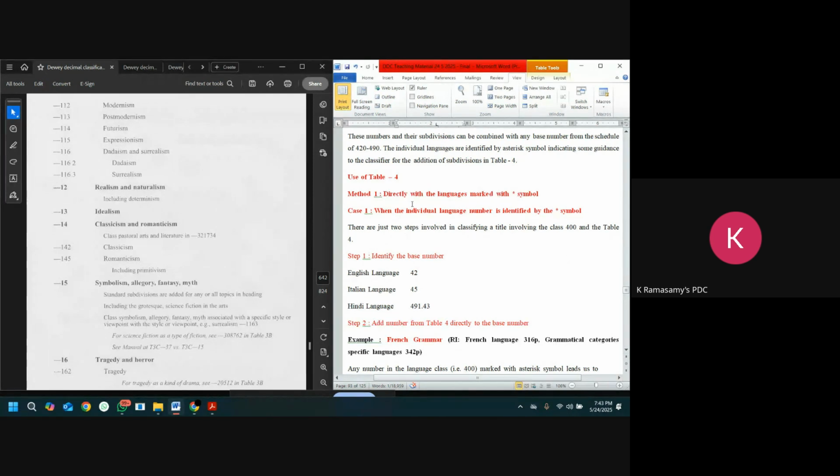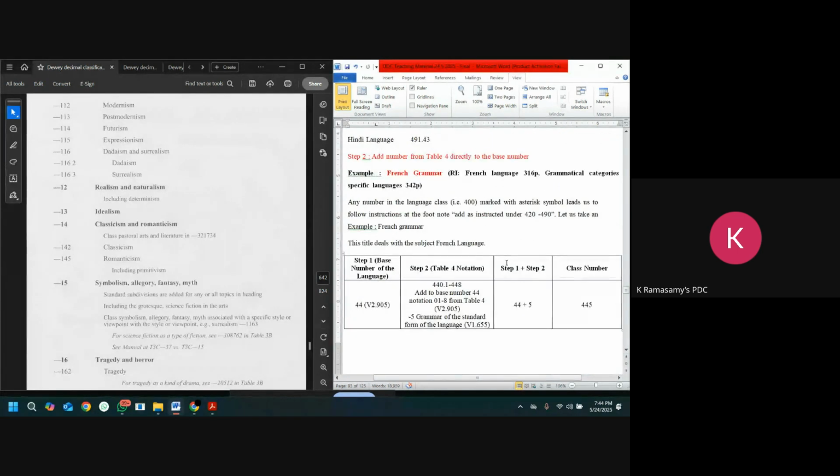Table 4 is very easy to use. See, the very first method, a very simple method: you have to find out the language which is marked with the star symbol. You should see whether any language is marked with the star symbol. If it is so, no problem. You come to table 4. I'll show you table 4, how table 4 looks and what kind of numbers you can see in it.